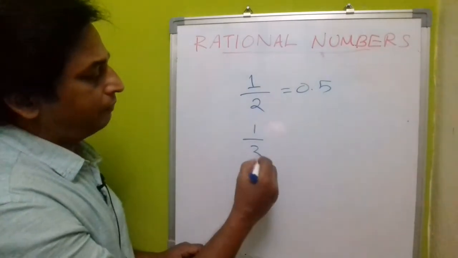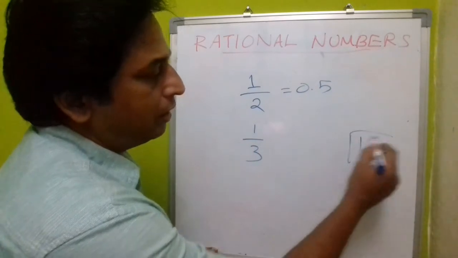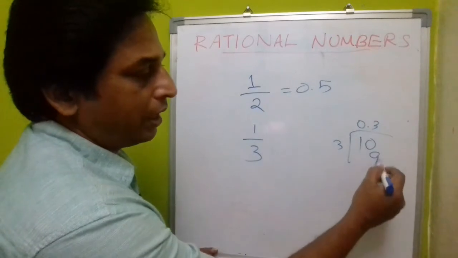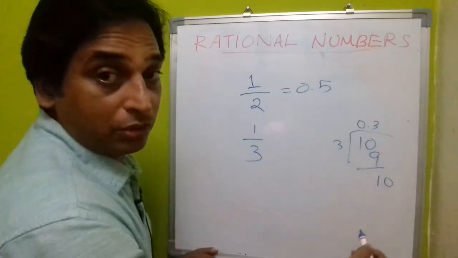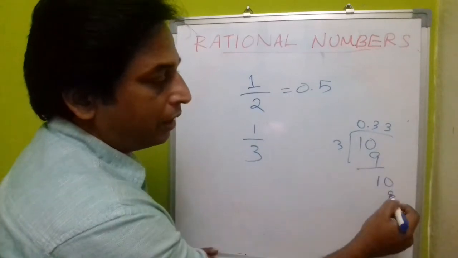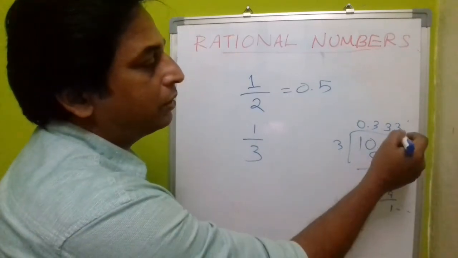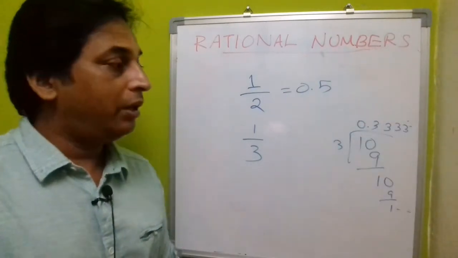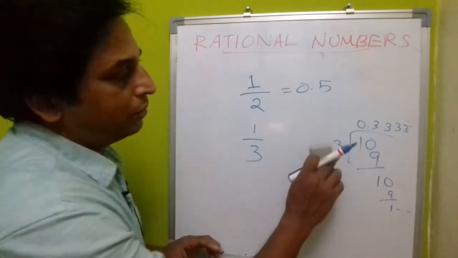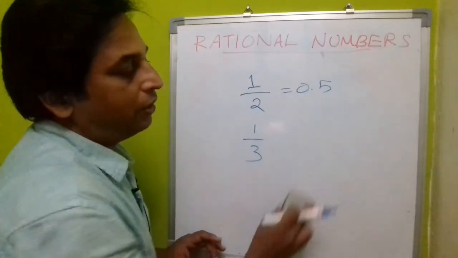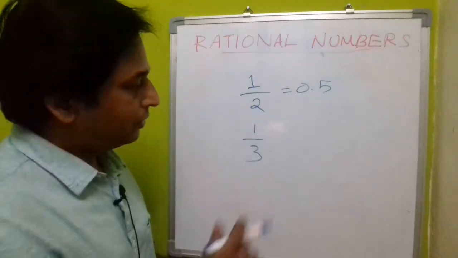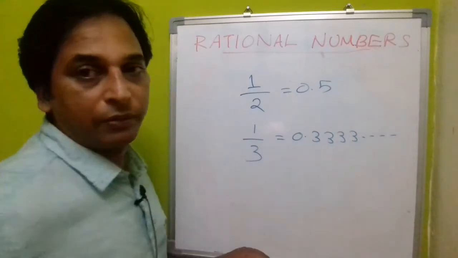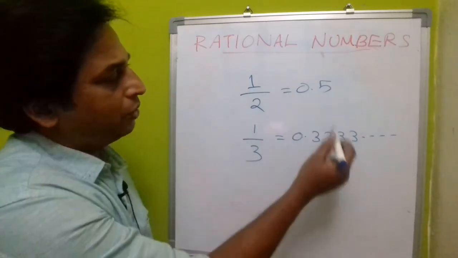What about 1 by 3? You can continue dividing it. It will go 3 times, 9, and 1 again. You can continue adding zeros. Again 9, 1. You can see that it is 0.33333, and it will continue to repeat without terminating. So this is 0.3333 and so on.